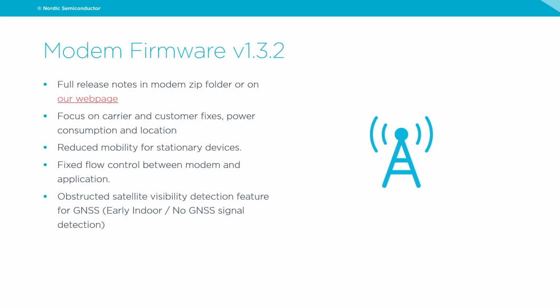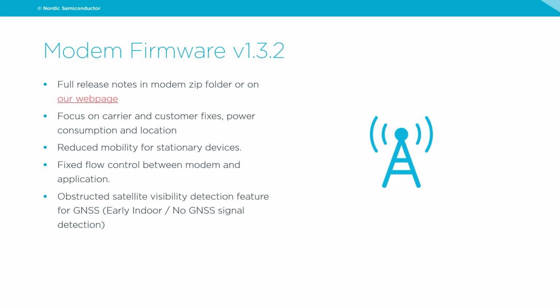We do also have a few GNSS fixes that improve GNSS performance. We also have reduced mobility for stationary devices. We also fixed a flow control issue between the modem and the application, which is very useful. And we have an obstructed satellite visibility detection feature for GNSS.